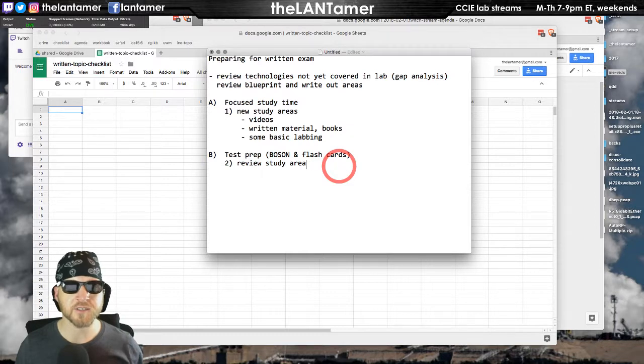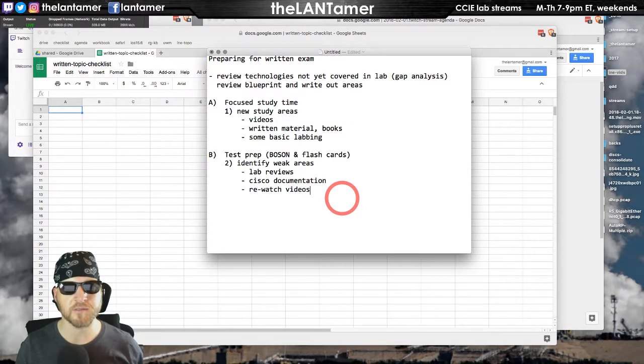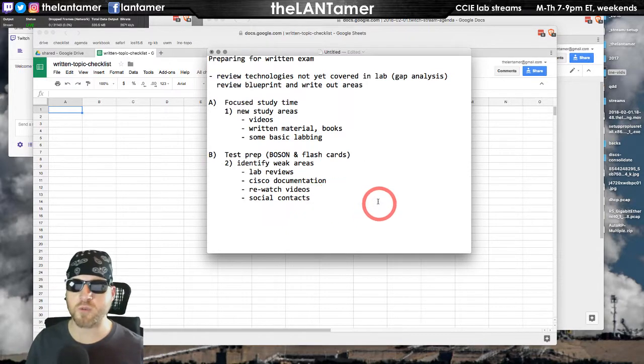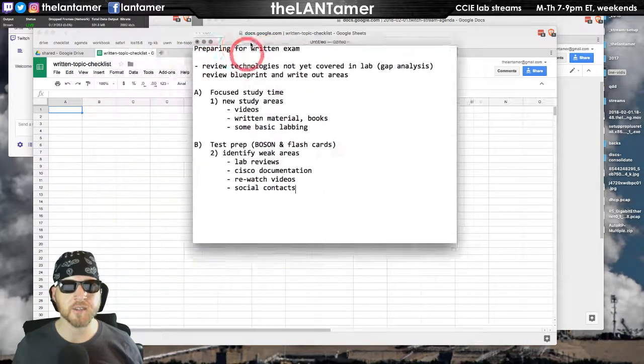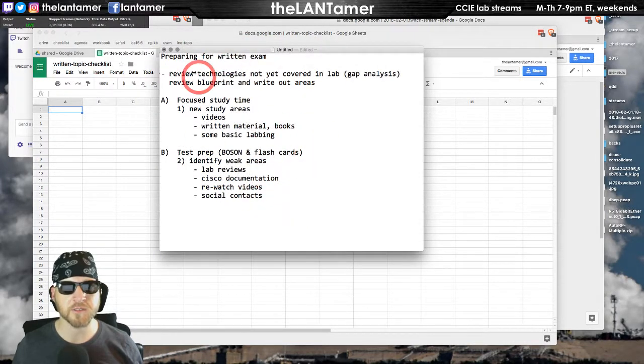The study areas will identify weak areas. And then in those weak areas, we'll do some lab reviews. We will do Cisco documentation and rewatch videos, right? We'll also rely on our social contacts through Discord and Router Gods and Twitter, etc., to get some hints in terms of how this should be done.